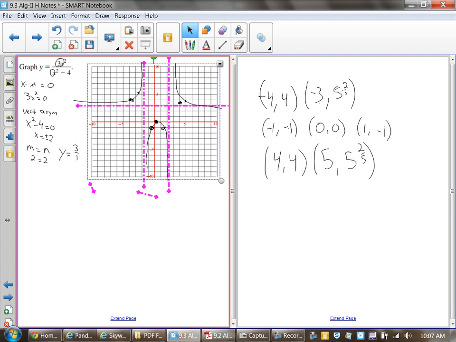All I'm doing, again, is identifying the zeros of the numerator, vertical asymptotes, horizontal asymptote. That's the legwork. The rest of it is just substituting points.